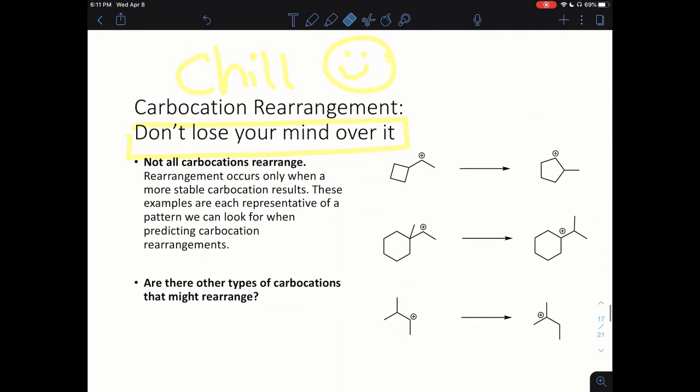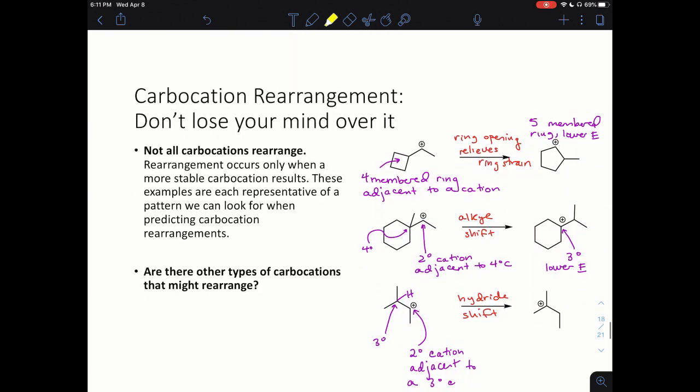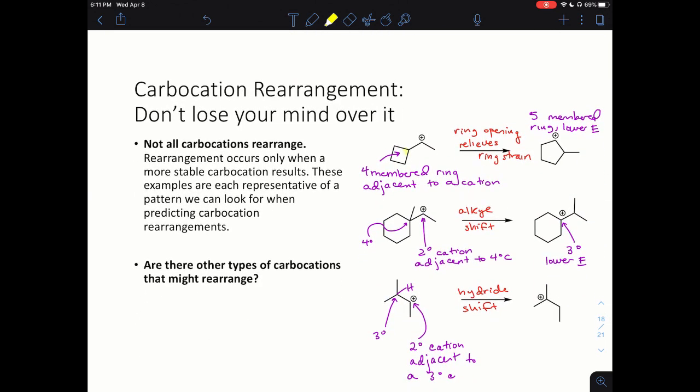Okay, so each of these examples represents a pattern we can look for when we're predicting carbocation rearrangements. So if you would like to try to state that pattern yourself before moving on, I would recommend that. And I'm going to count to 3, so pause if you want and then go on to the next slide. Okay, so the first pattern that we have here is this 4-membered ring adjacent to a cation. And in this case, we can have this ring opening, and that relieves the ring strain.